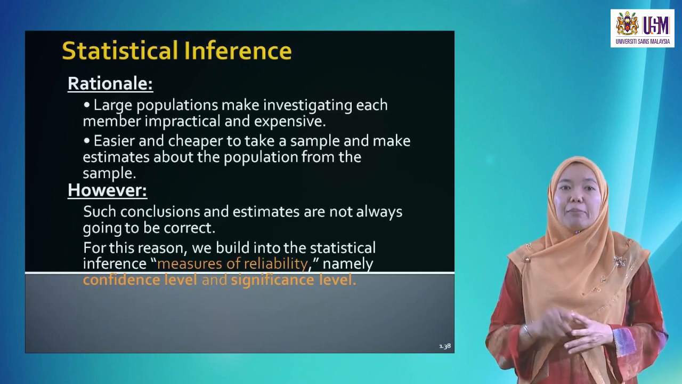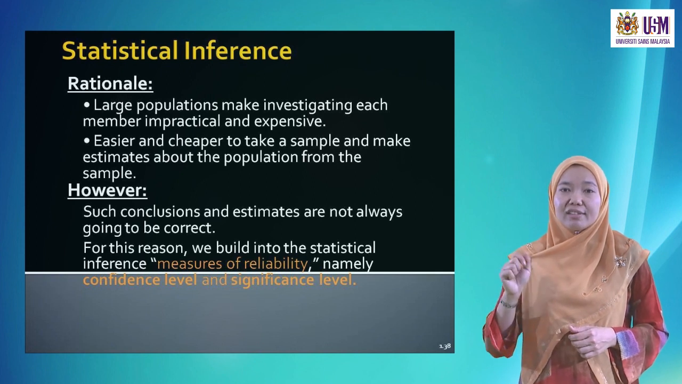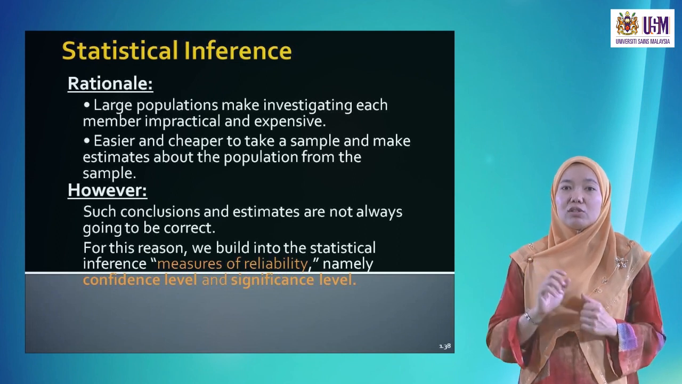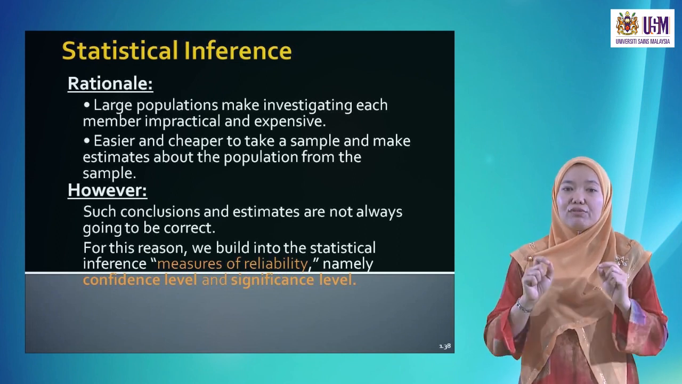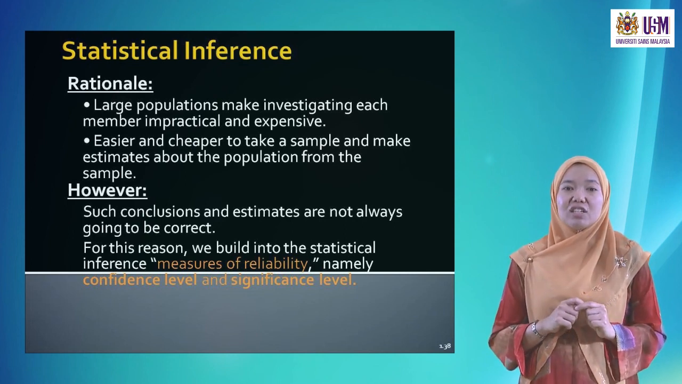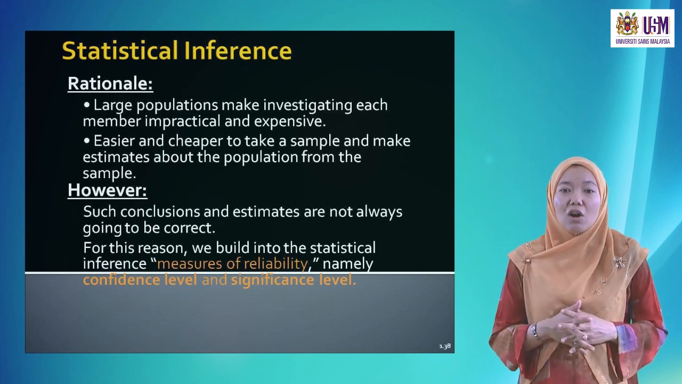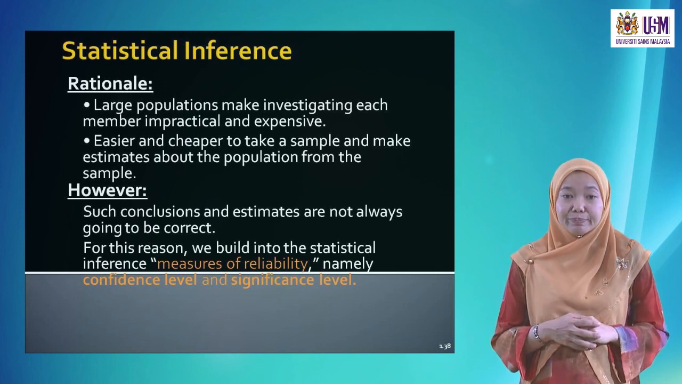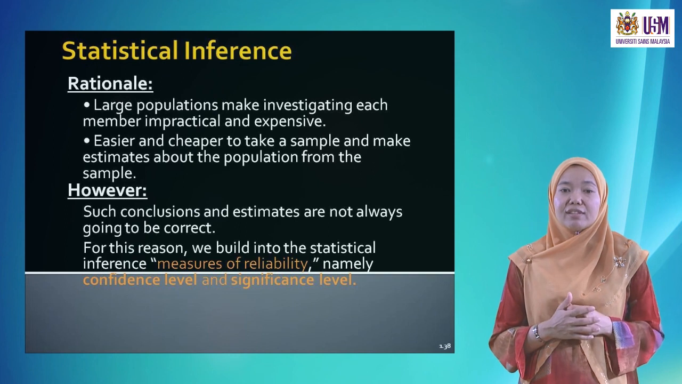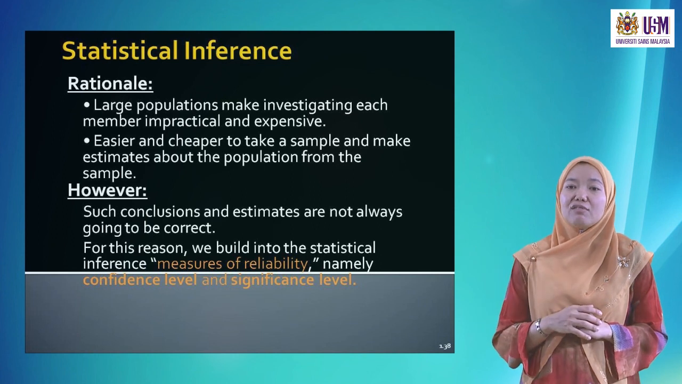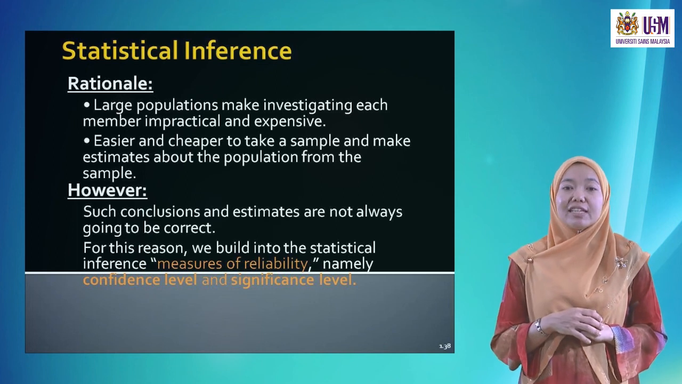You can make estimates about the population from the samples. But bear in mind, when you are doing statistical inference, such conclusions and estimates are not always going to be correct. So for this reason, we build into the statistical inference a measure of reliability, which we call the confidence level or significance level. We have the 95% confidence level, or the 98% confidence level, when we discuss the topic of estimation. And we also have the 5% significance level or the 1% significance level when we discuss the topic of hypothesis testing.